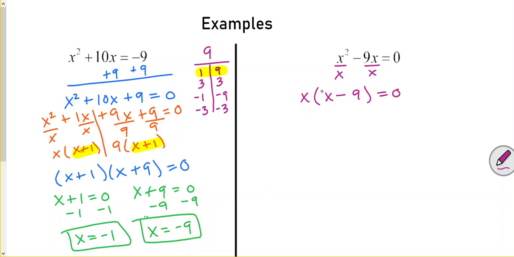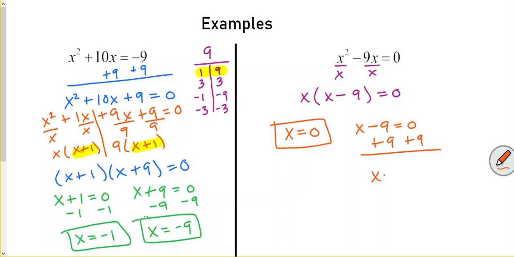Well, from here, there's nothing else to factor on the inside. So these happen to be my only two factors. So I'm going to set each part equal to 0. I'm going to say x equals 0 and x minus 9 equals 0. X equals 0 is already solved. Add the 9. Here we get x to equal 9. And that is an overview on solving by factoring.